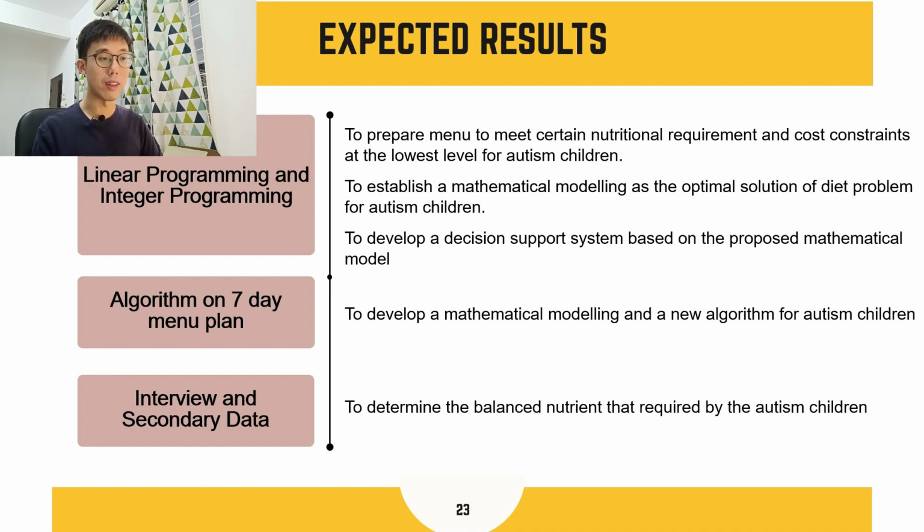With the algorithm on a 7-day menu plan, we are able to develop a mathematical model and a new algorithm for autism children without repeating the food, to keep the variety and freshness for ASD children. And through interviews and secondary data, we are able to determine the balanced nutrients required by autism children, including the foods that they should avoid and the foods and vitamins that are essential for them.